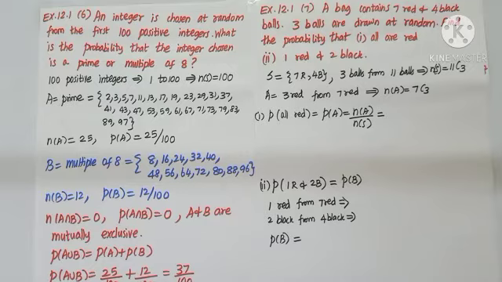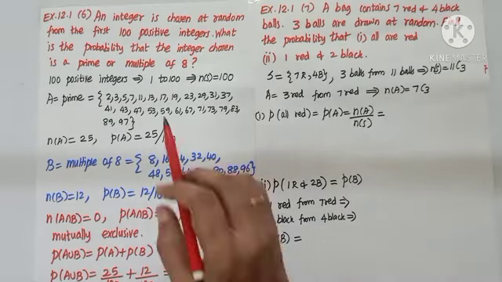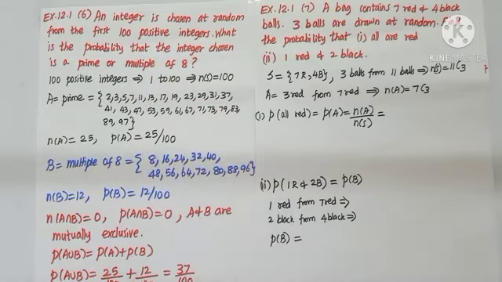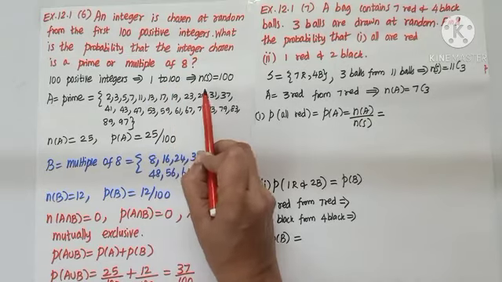Question number 6. An integer is chosen at random from the first 100 positive integers. What is the probability that the integer chosen is prime or a multiple of 8? As I read the problem, positive tells me 0 should not be included. So the numbers are 1 to 100. N of S is 100.